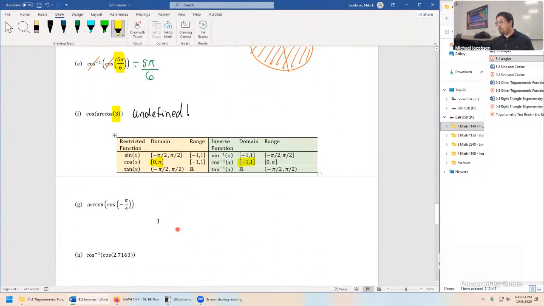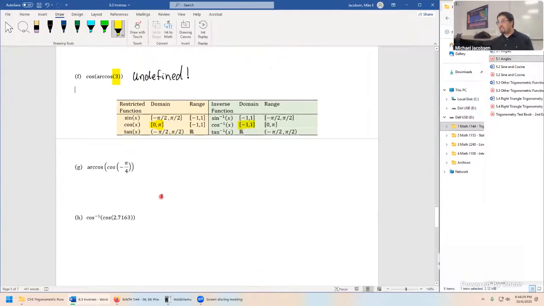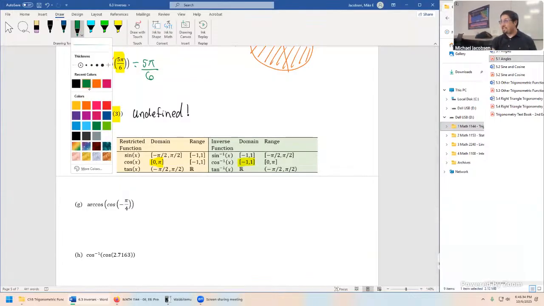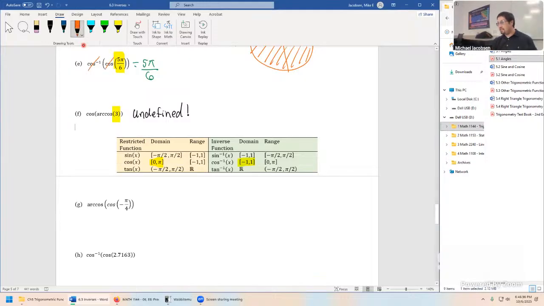Lots of things can come up, like this one down below, cosine inverse of cosine 2.7163, or arc cosine of negative pi over 4. So let's work through these next tricky ones and see what we can get out. I don't want to rush to the last minute as well. Maybe part G will be the last one for the day. Let's see how this one should go.